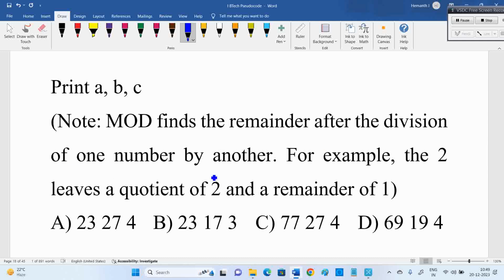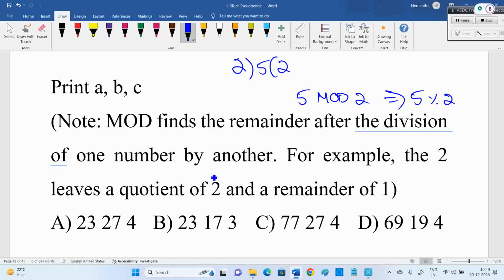Mod finds the remainder after division of one number by another number. Here, 5 divided by 2 leaves a quotient of 2 and a remainder of 1. Suppose you have 5 mod 2. What is 5 mod 2? It means 5 percentage 2. In C language also we have an operator called percentage. It will give the remainder. When 5 is divided by 2, what is the remainder? 2 is the quotient, 1 is the remainder. That mod will generate the remainder for you.